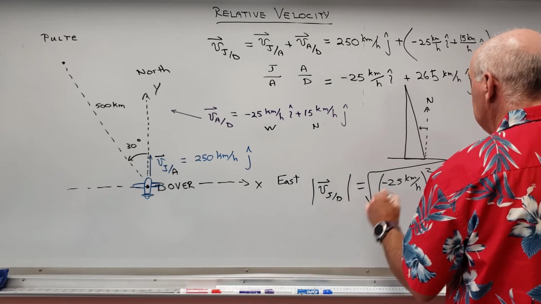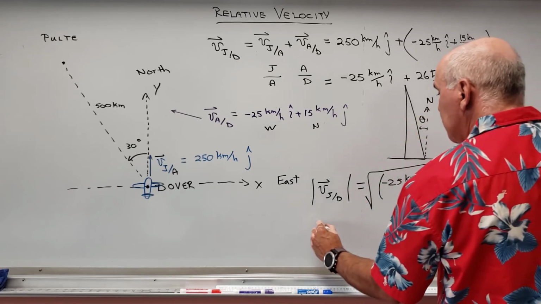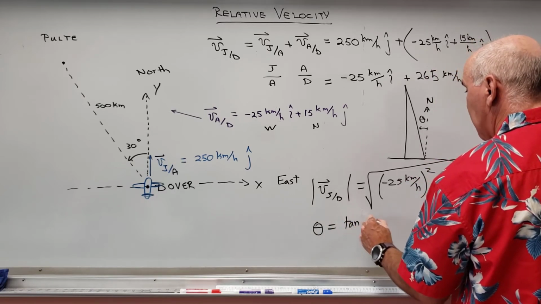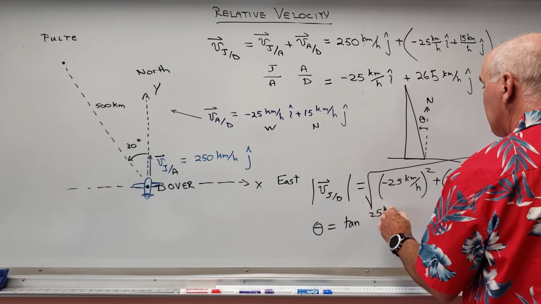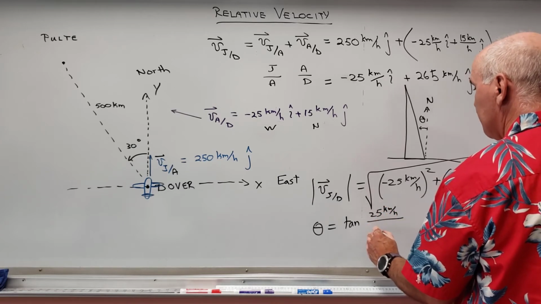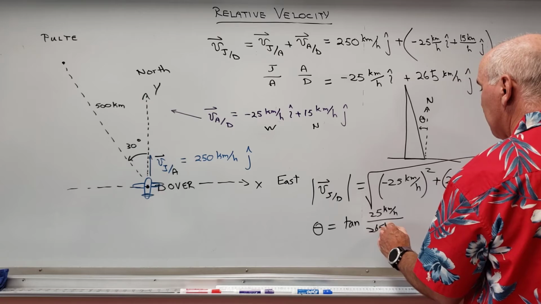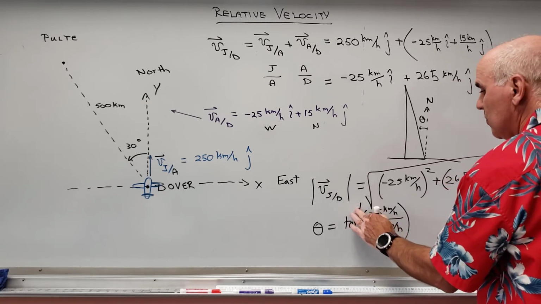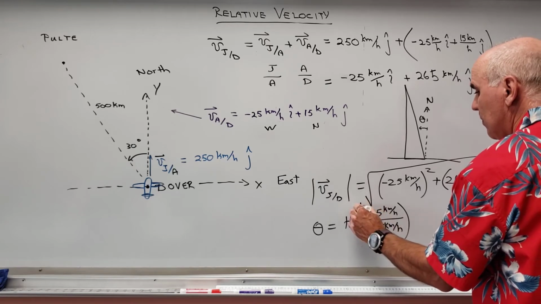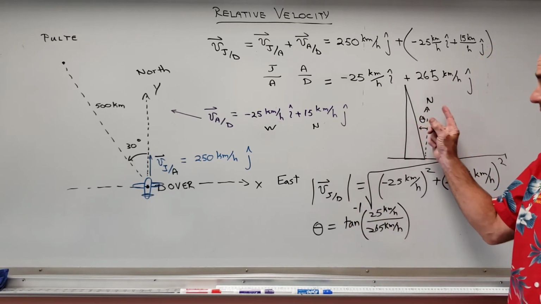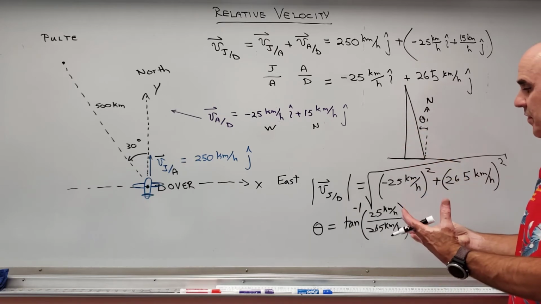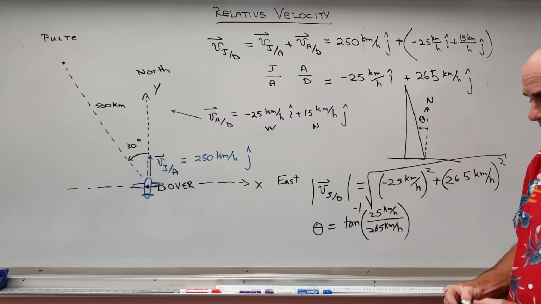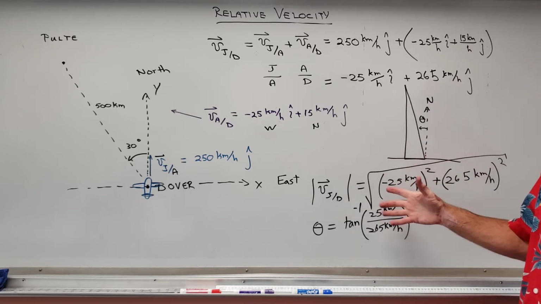And then the direction, if I call this angle theta, theta will equal the arctangent of 25 kilometers per hour over 265 kilometers per hour. The arctangent of that. And the way I'm going to state that, because theta is west of north, is that whatever number of degrees this is, it would be that many degrees west of north. Okay? So the question is, what are those values? Let's find out.